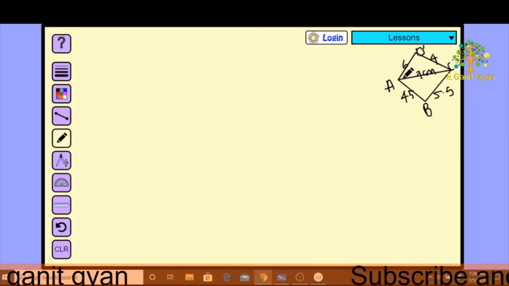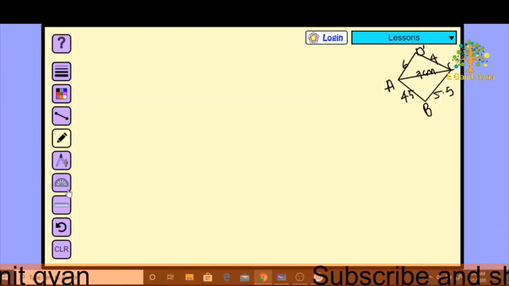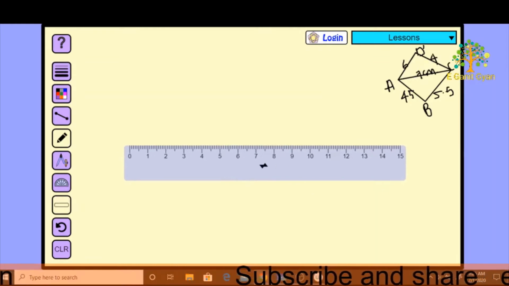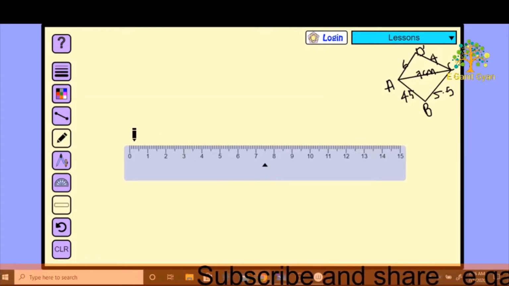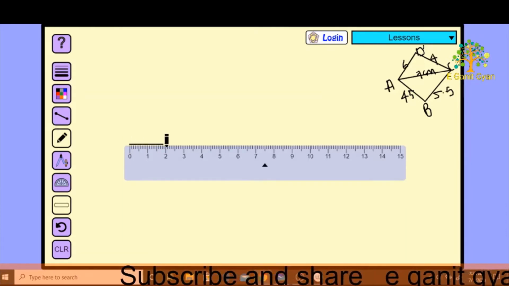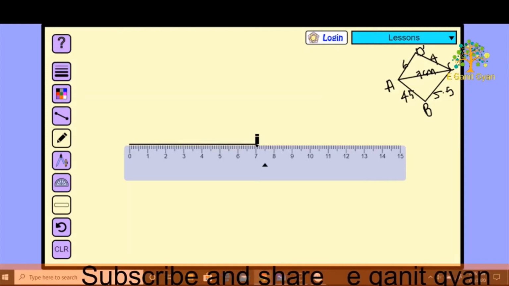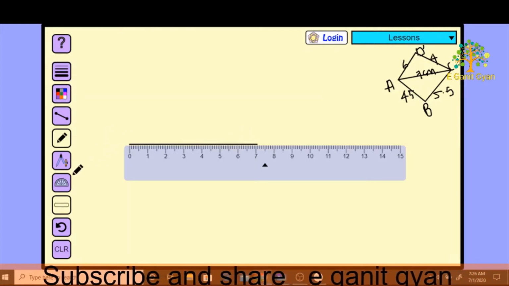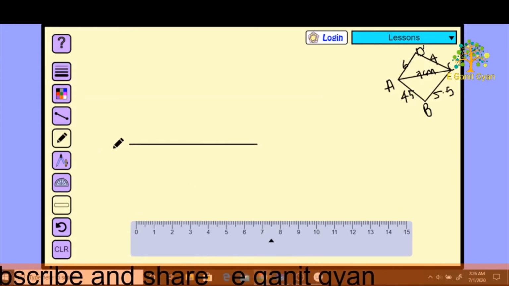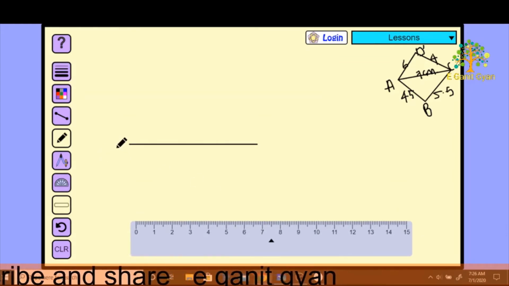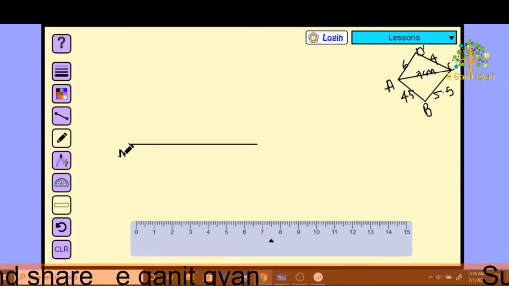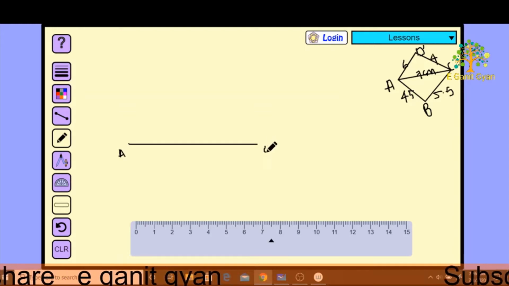So, I will start with the diagonal first of all. Let me take the scale here. My diagonal length is 7 centimeters. I will draw one 7 centimeter line segment. Then I'll name it: first on the left side it is A, and this side it is C.